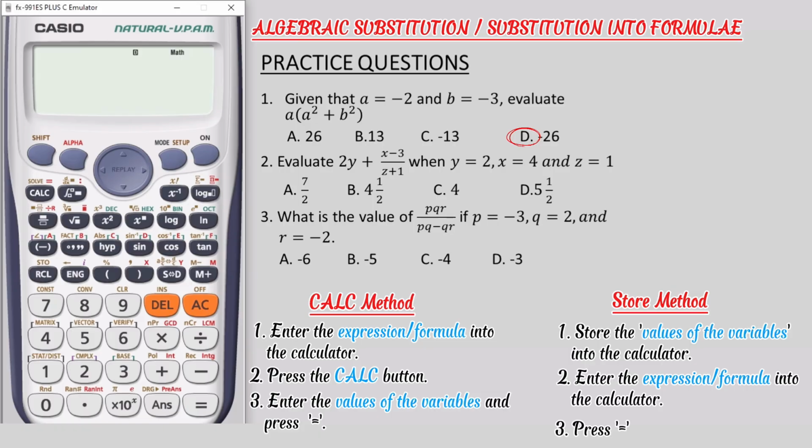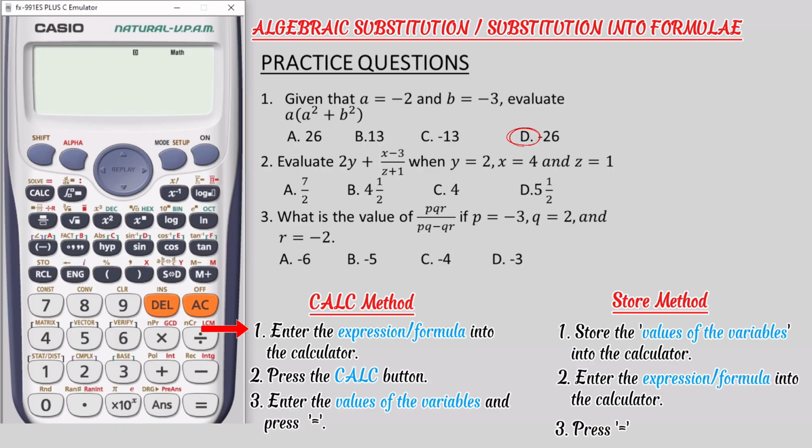So in this question 2, I am going to use both the CALC method and the store method. Now, let us start with the CALC method. As I mentioned earlier, the CALC method requires us to first enter the whole expression or formula into the calculator. When we check this expression, we have the variables y, x, and z. We have the variable y on the calculator, we have the variable x on the calculator, but the variable z is absent. There is no z on the calculator.